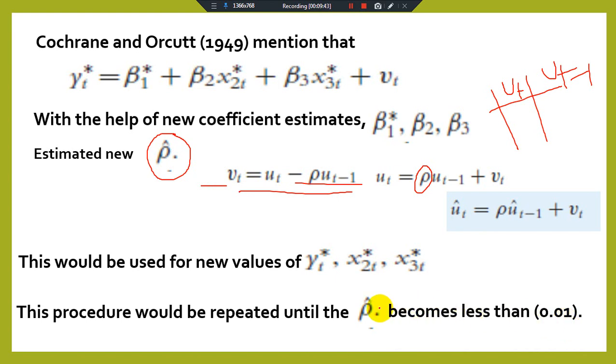If the estimated rho is not less than 0.01, we have to take another lagged value. Maybe we move towards yt2 static, x2t static, and x3t static. So until our rho estimated is less than 0.01, we repeat this procedure.